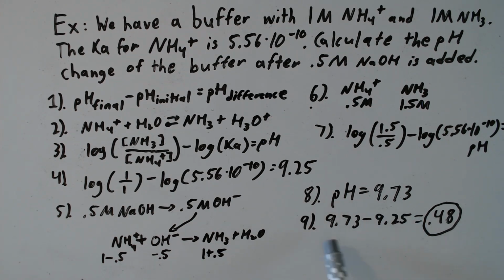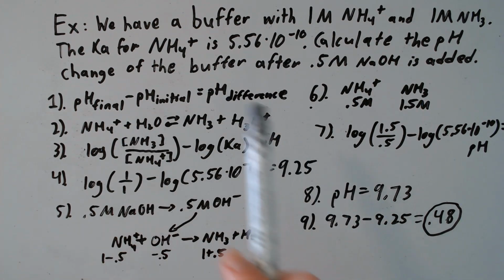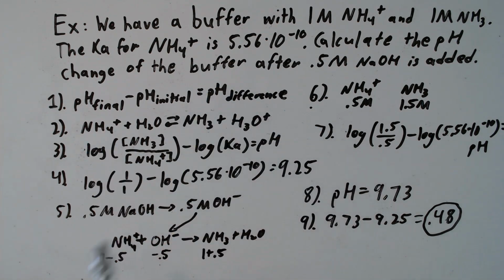So now we subtract our initial pH from our final pH. So our final 9.73 minus the initial 9.25, and our pH difference is 0.48, and that is how you can calculate the pH after we add a strong acid or strong base, and then get the difference in pH.